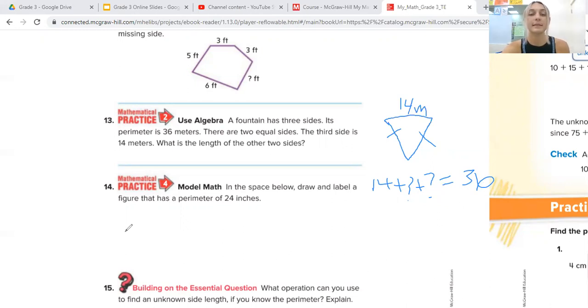All right. We won't do number 14. And we won't do number 15. So that's it for math today, perimeter.